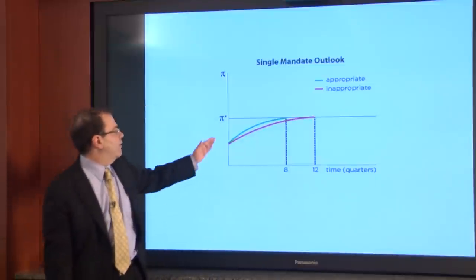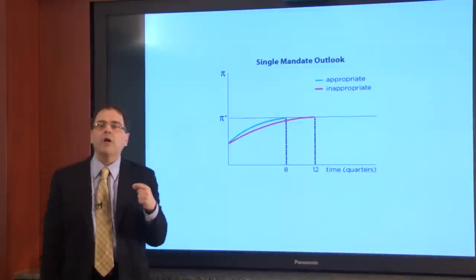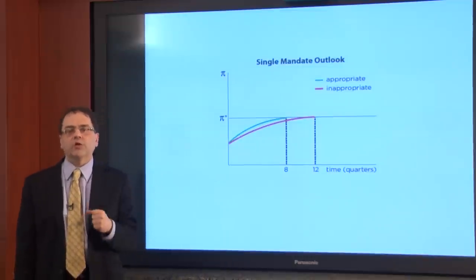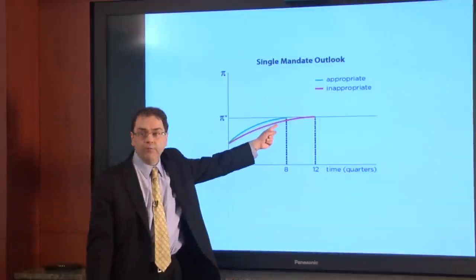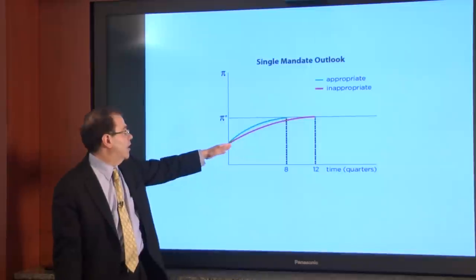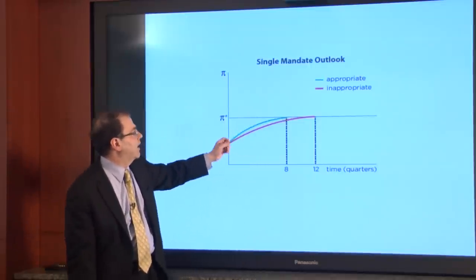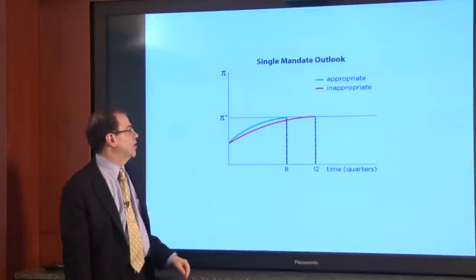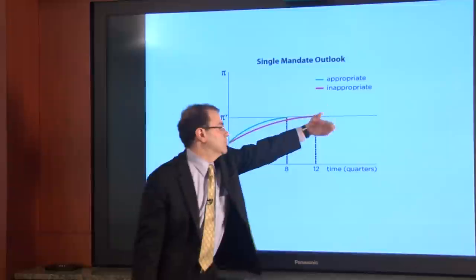Now, under this second monetary policy stance, the committee is doing a more effective job of mitigating deviations of inflation from its long-run objective. And why do I say that? Well, at any point in time, the outlook for inflation under the second monetary policy stance, the green one, is closer to the long-run target of pi star than under the red outlook. Except, of course, after 3 years when they're both the same.